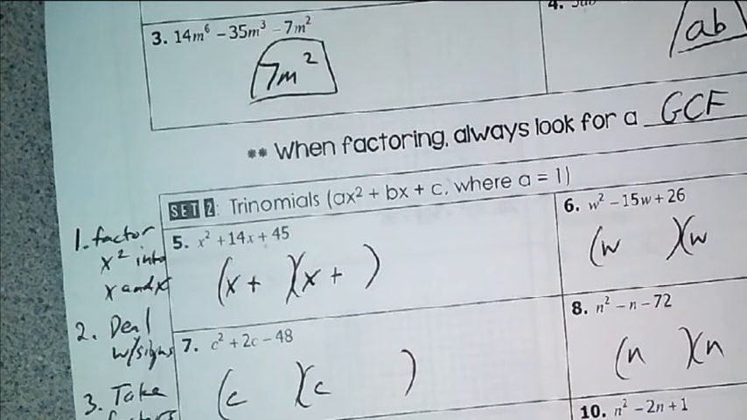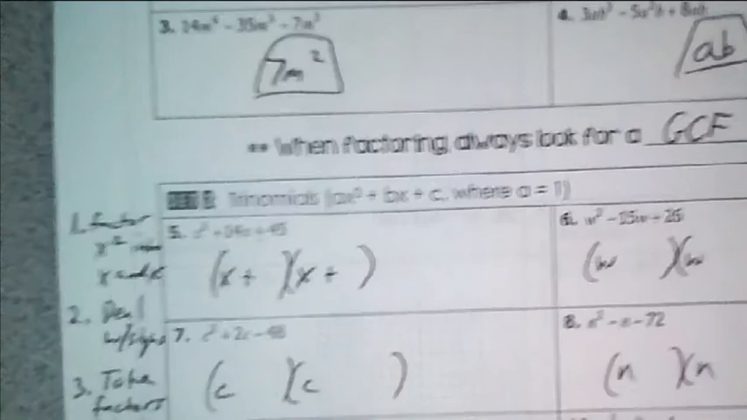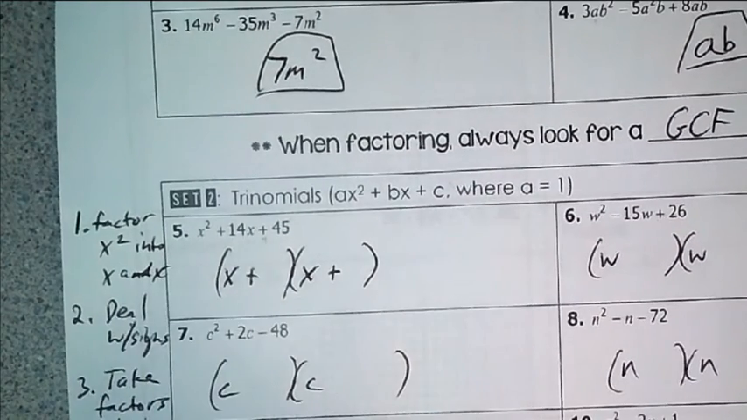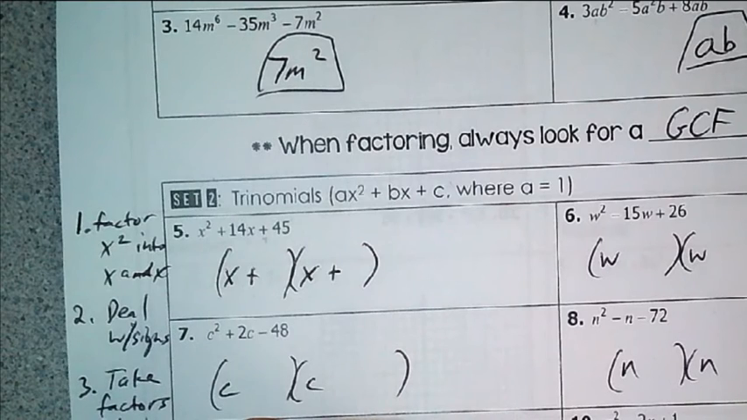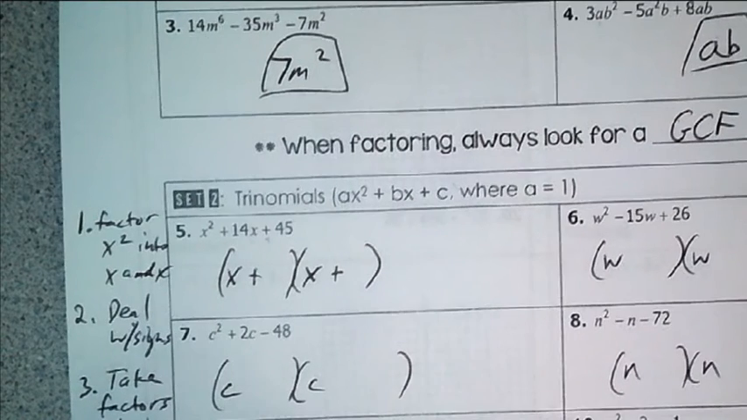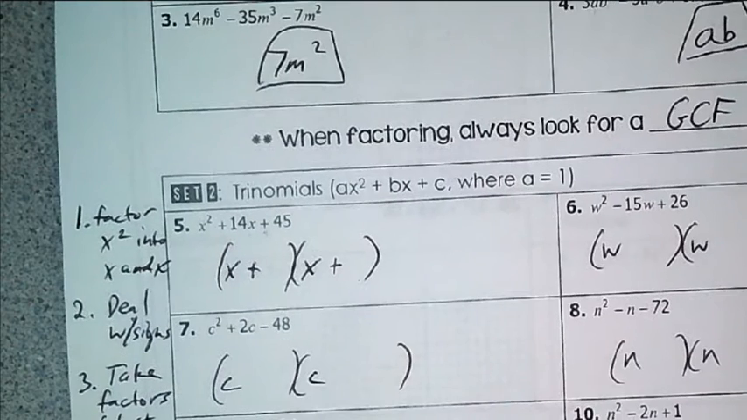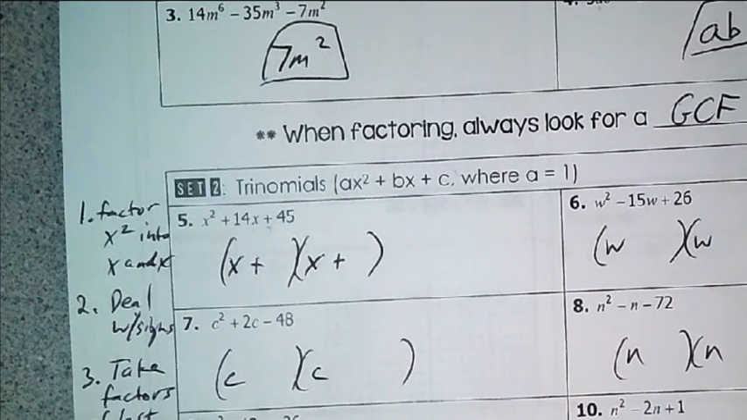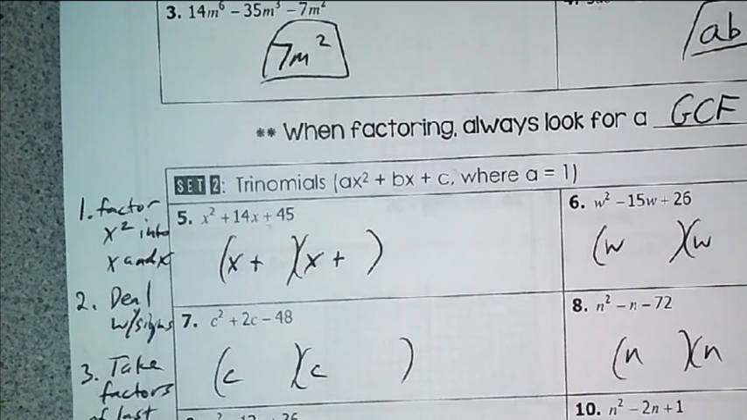Good. We're taking the factors of the last term that add up to the middle term. The factors of the last term that add up to the middle term. So, let's go ahead and do the signs for the rest of these, and then we'll come back and do the factors of the last term.